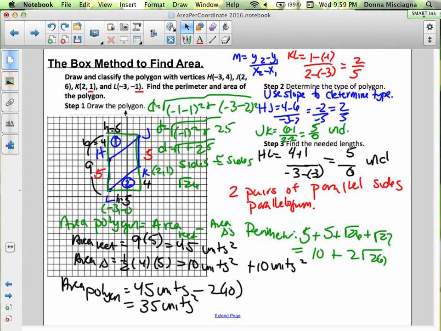All right, we use the box method to find the area, right, 35 units, and then we just searched around for some different things. Oops, why did I put 27 over here?